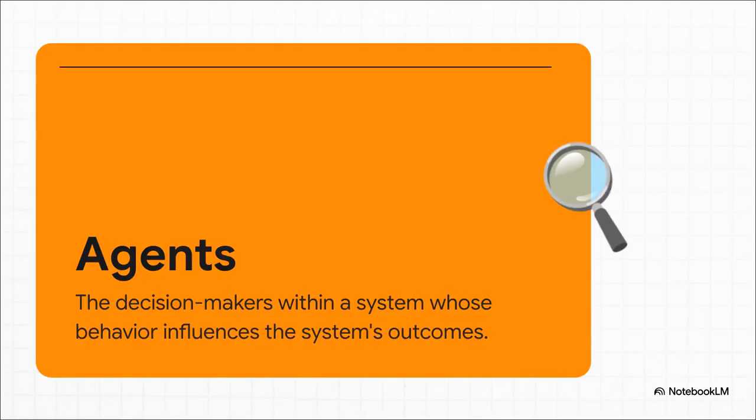In system science, we actually have a formal name for all these human actors. We call them agents. An agent is just anyone who makes a decision that changes the system. So we're talking about farmers, city residents, factory managers, government regulators, you name it.